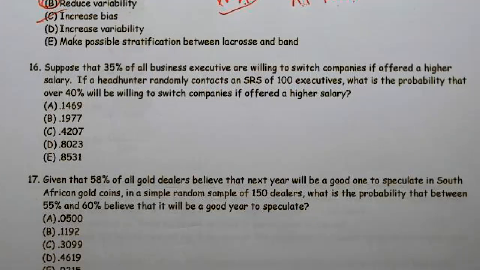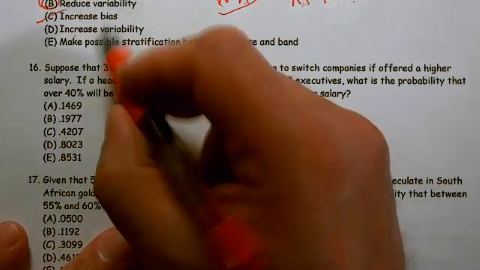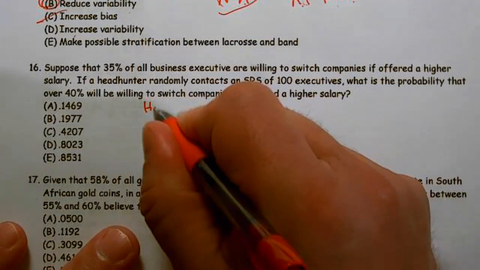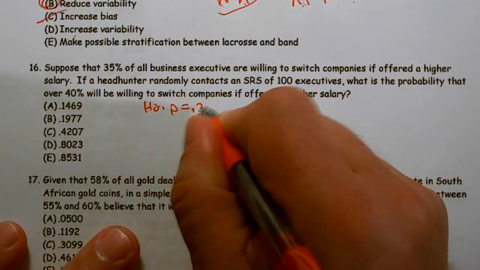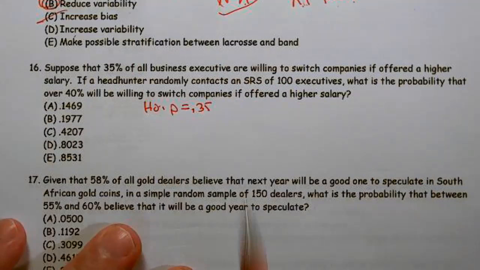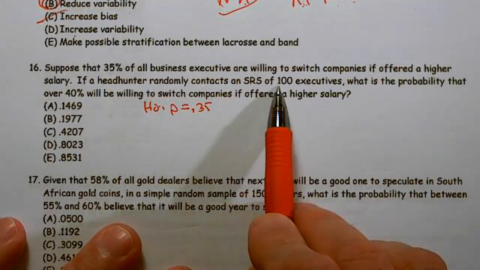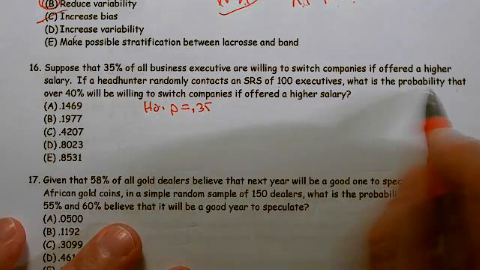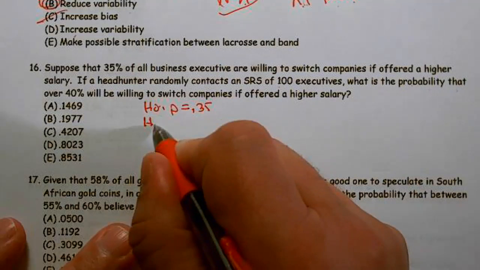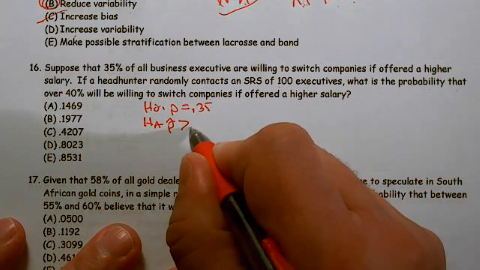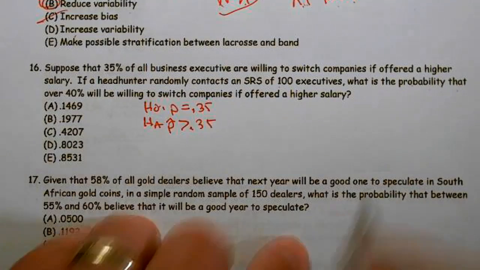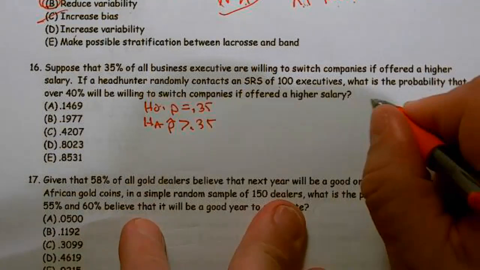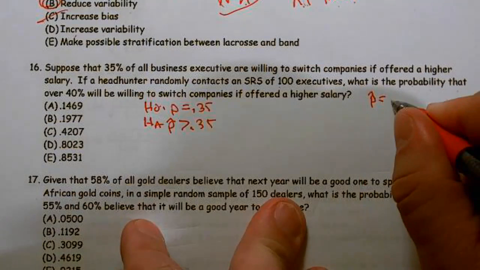Number 15, suppose that 35% of all business executives are willing to switch companies if offered a higher salary. So this is the claim. So H0: p equals 0.35. If a headhunter contacts a simple random sample of 100, what's the probability that over 40%? All right, so we want to know that it's greater than, so our alternative is p is greater than 0.35. And they're telling us p hat equals 0.40.